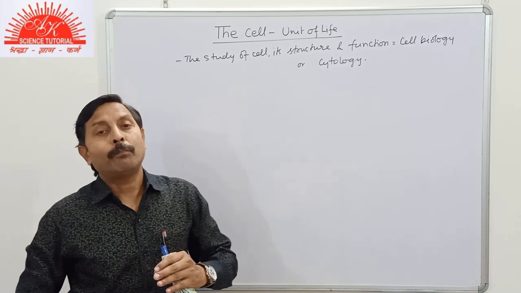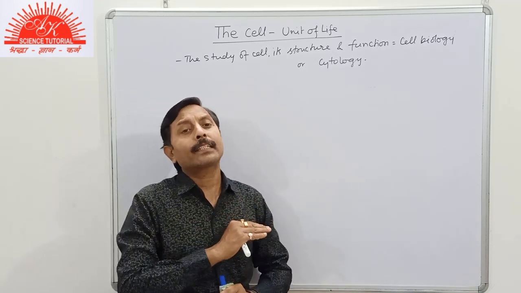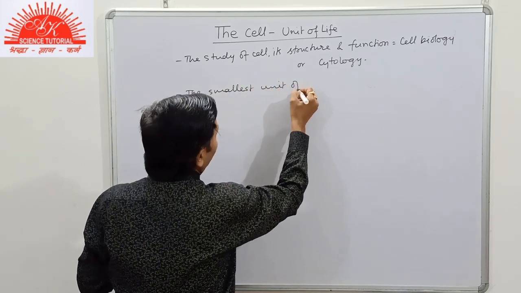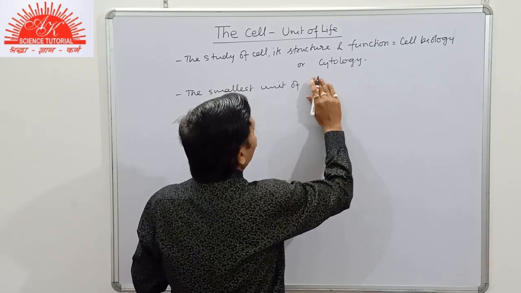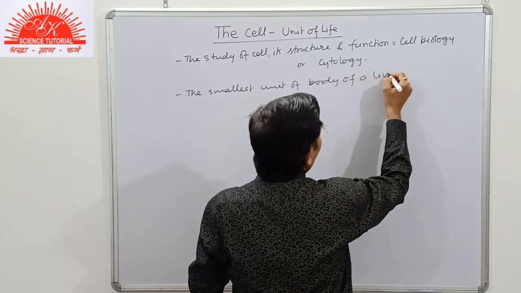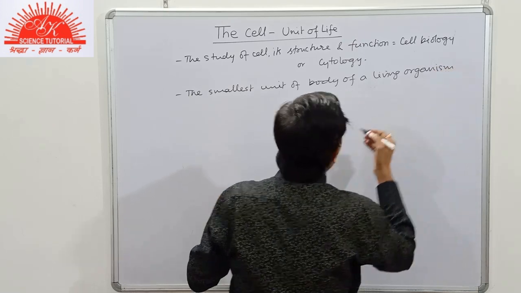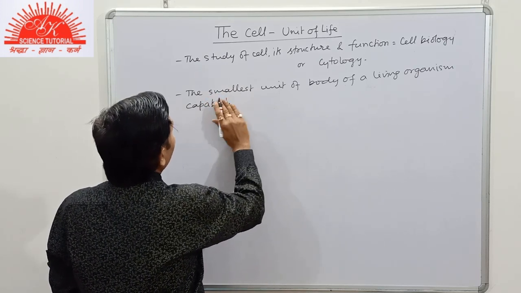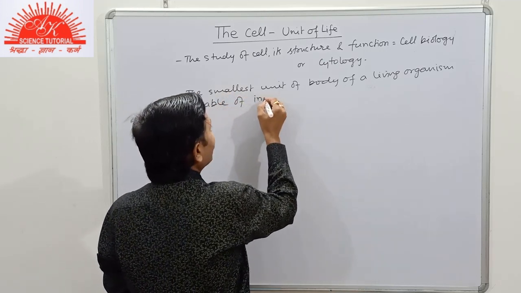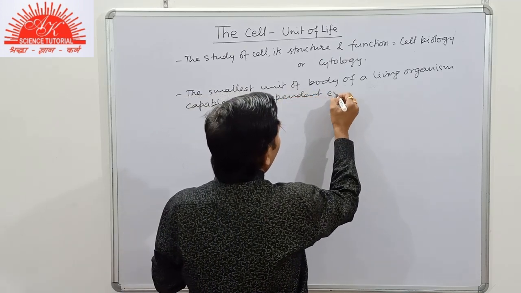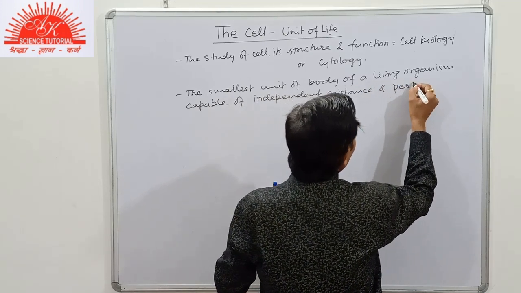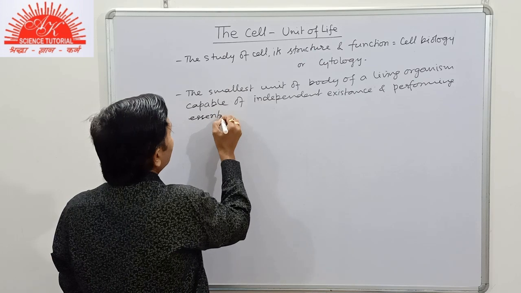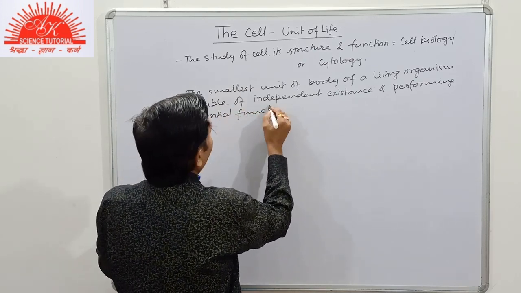Now, since it is the unit of life, the cell is the smallest unit of the body of a living organism, capable of independent existence and performing the essential functions of life.